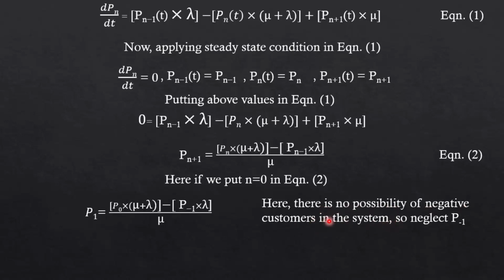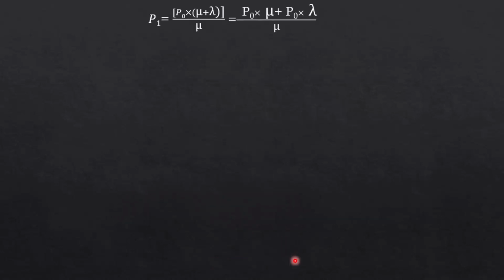So practically there is no possibility or no chance of having a negative customer in the system. So what we'll do is we will neglect this term and we will write the remaining equation as it is. So this is the remaining equation here. Now let us solve ahead, and we have simplified this equation here.